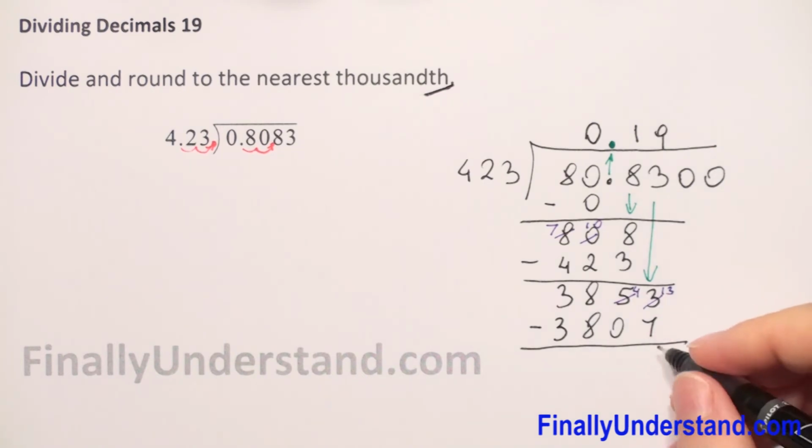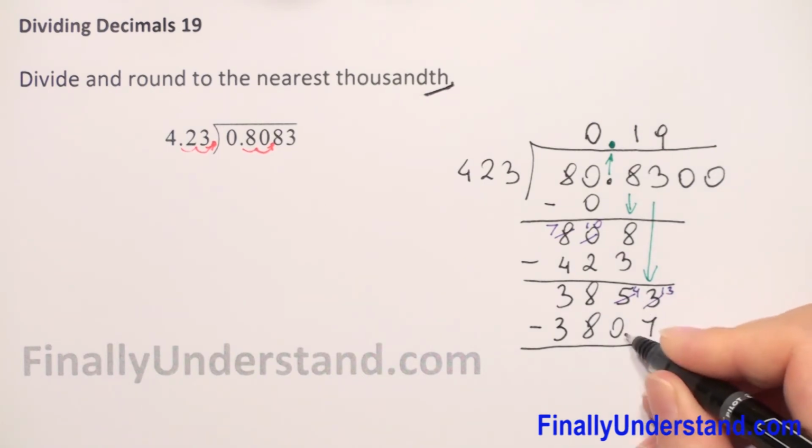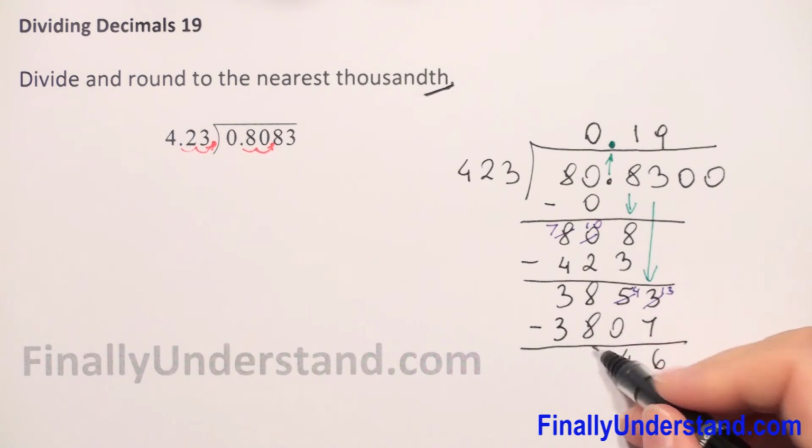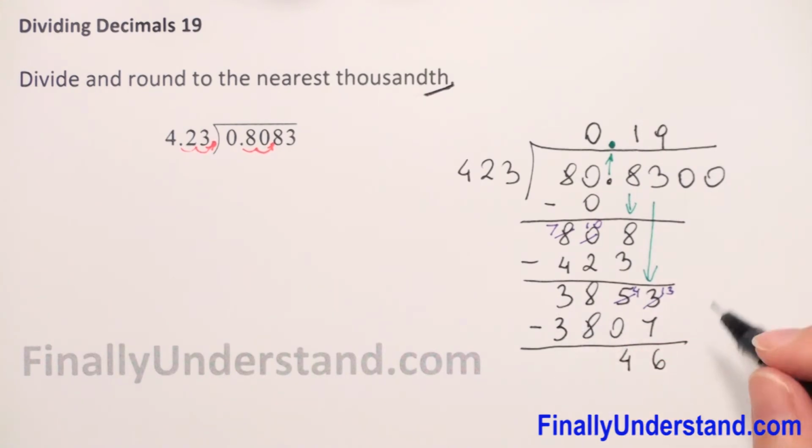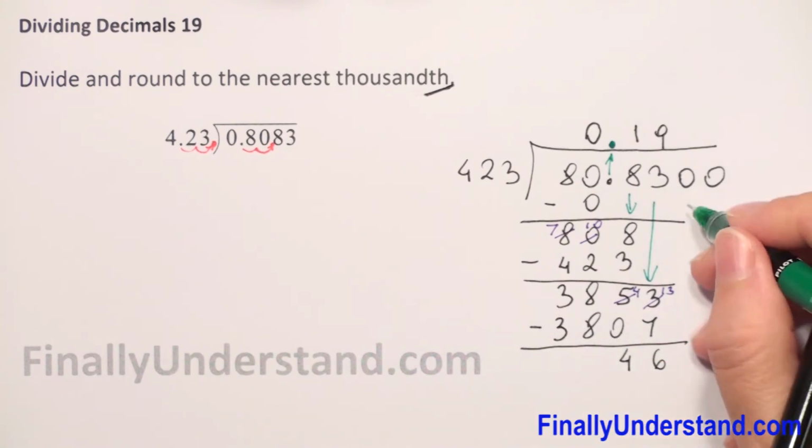13 minus 7 is 6. 4 minus 0 is 4. 8 minus 8 is 0. 3 minus 3 is 0. We don't have to write. What next? We have to take down next digit.